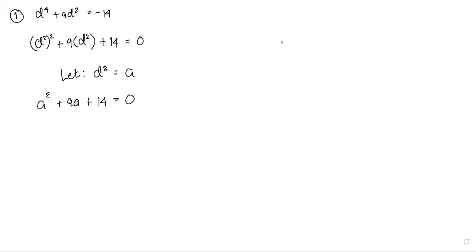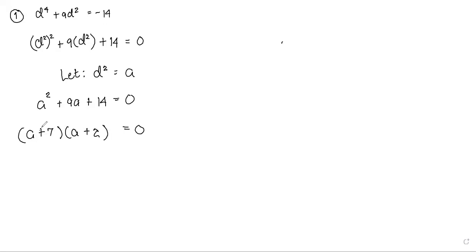Okay, so think of numbers that when multiplied will give you 14, and when added will give you 9. That is nothing but 7 and 2. So 7 times 2, that's 14, and 7 plus 2, that is 9. So that means a plus 7, a plus 2, equals 0.